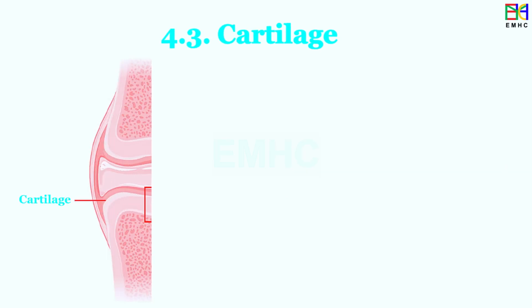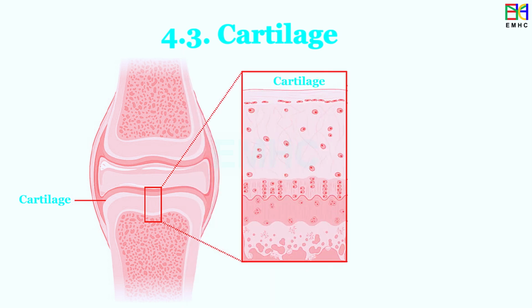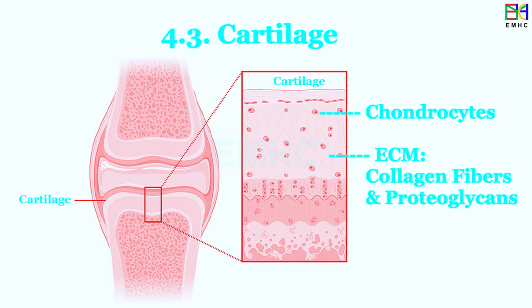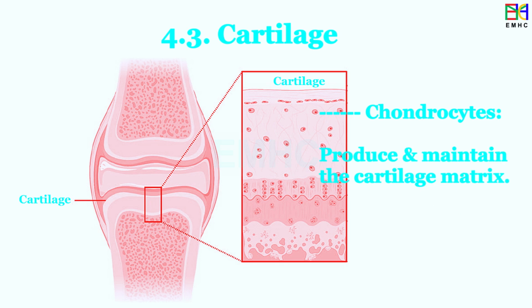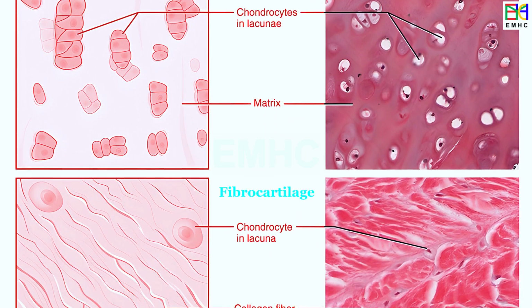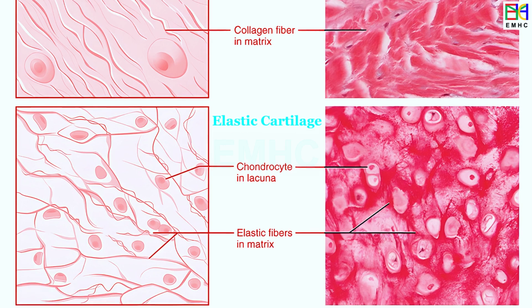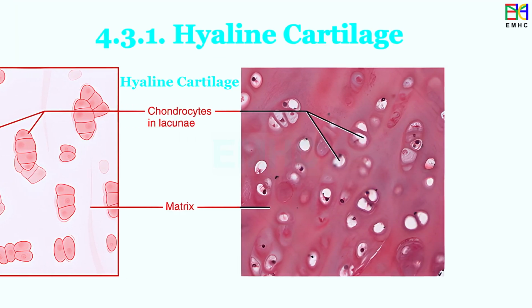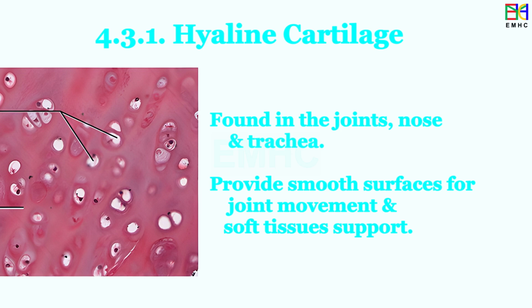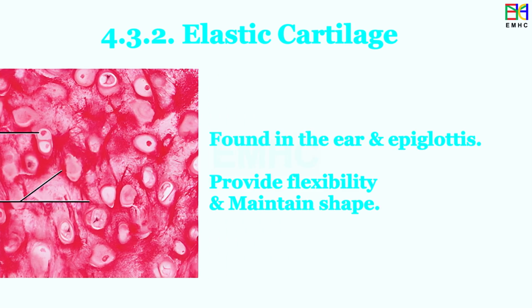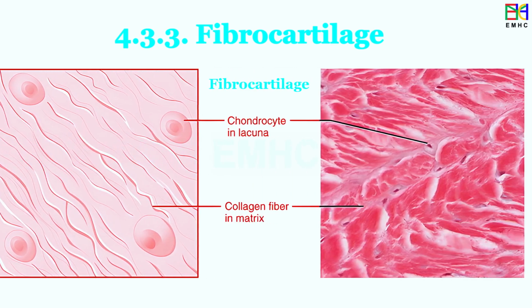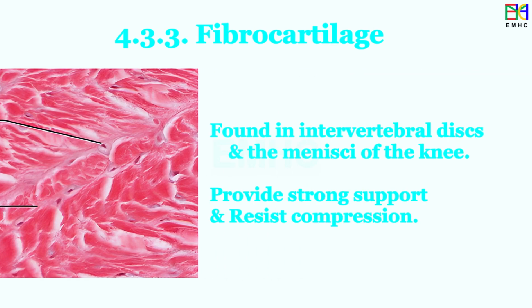Cartilage is a firm, flexible connective tissue that consists of cartilage cells, chondrocytes, embedded in a matrix of collagen fibers and proteoglycans. Chondrocytes are responsible for producing and maintaining the cartilage matrix. There are 3 types of cartilage: hyaline, elastic, and fibrocartilage. Hyaline cartilage, found in the joints, nose, and trachea, provides smooth surfaces for joint movement and soft tissue support. Elastic cartilage, found in the ear and epiglottis, provides flexibility and maintains shape. Fibrocartilage, found in intervertebral discs and the menisci of the knee, provides strong support and resists compression.